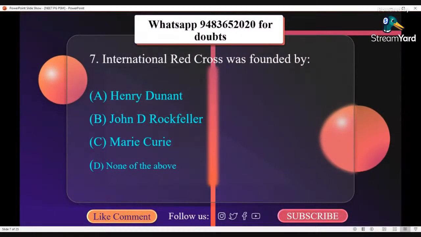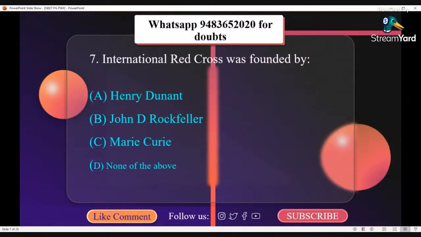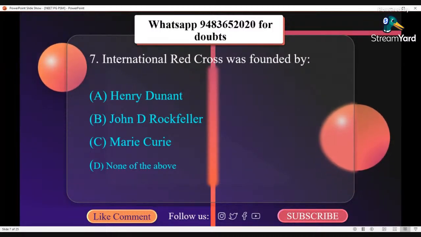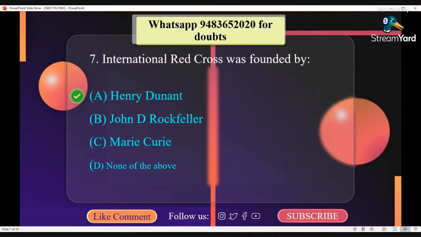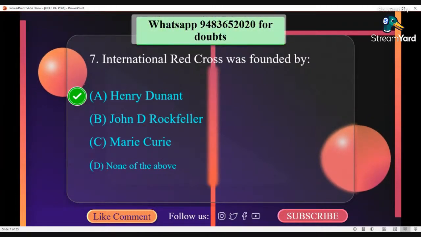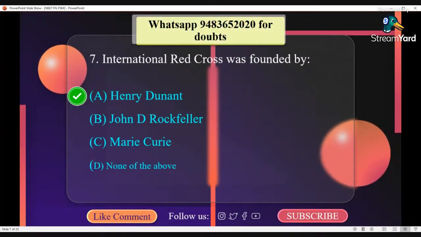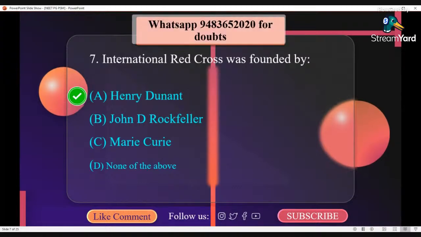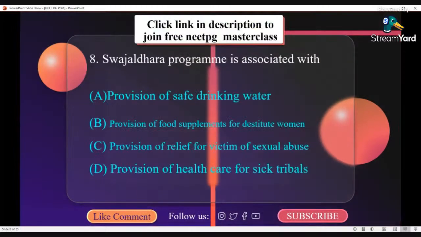International Red Cross, we all know International Red Cross was founded by Henry Dunant. So the correct option here is A, Henry Dunant. The Red Cross is a non-political international humanitarian organization founded by Swiss businessman Henry Dunant.